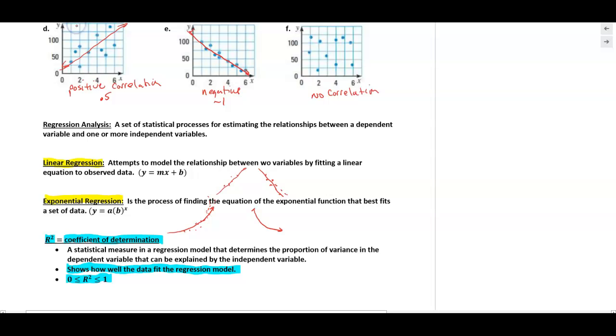Now, this R-squared value will always be between 0 and 1, right? And basically, we say the closer to 1, the stronger the correlation. Okay? So keep that in mind. We want to be as close to 1 as possible. So what we're going to do is use Desmos and Google Sheets, right, to create this regression model. All right? So what I want you to do is open Google Sheets and Desmos real quick.